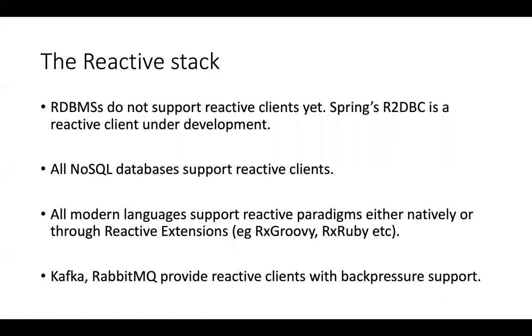Then the languages, all of the languages that we have currently, Groovy, Ruby, Java, JavaScript, all of these already have reactive paradigms. Either they are there natively, for example in Java 9, we have it natively, or if they don't have it, then there is the Rx extension, a library on top of it which you can use to make it reactive. Similarly, all the message brokers, Kafka, RabbitMQ, also have clients with back pressure support.